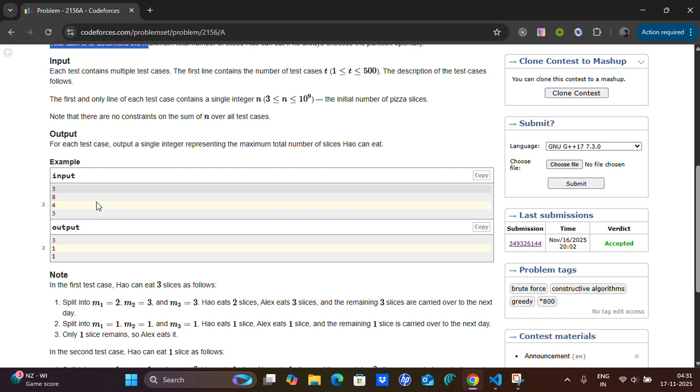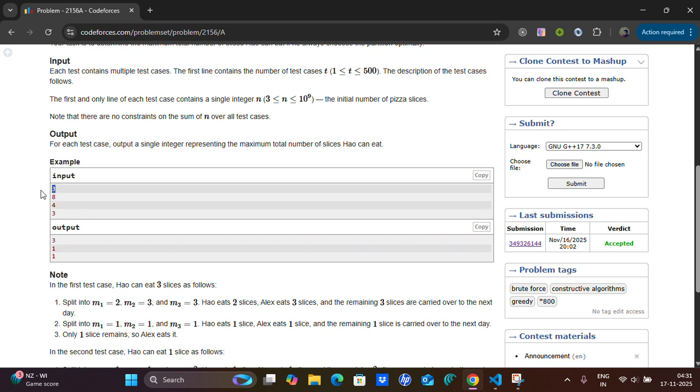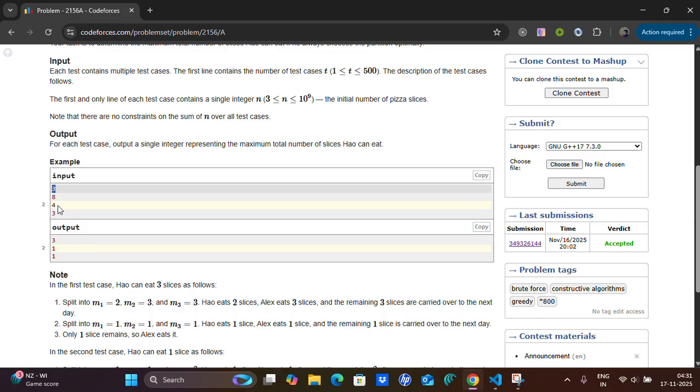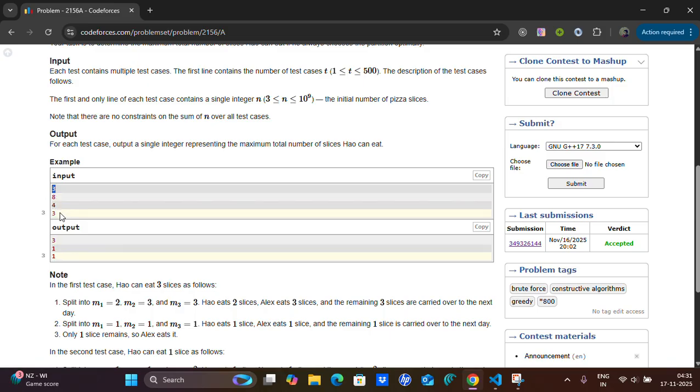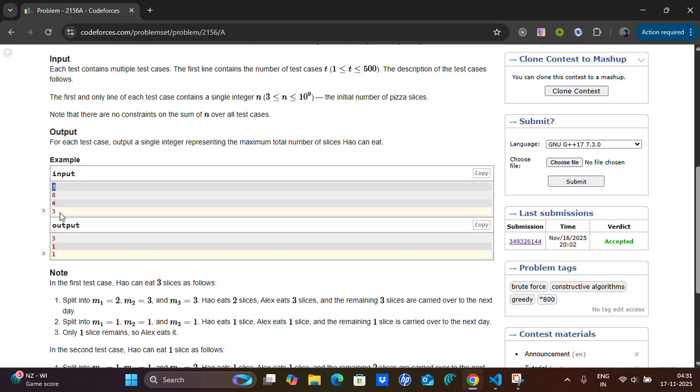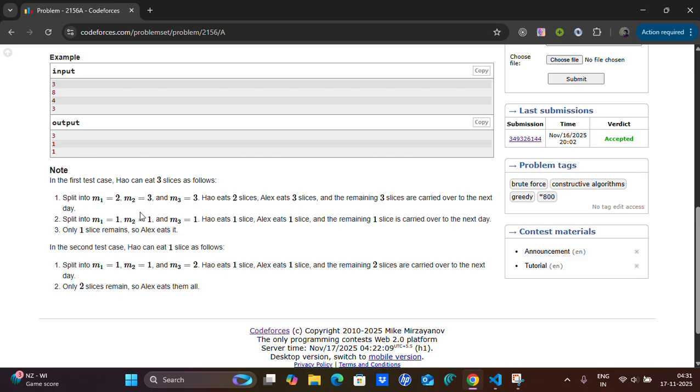Okay, so from the example test case I can clearly see that 3 is the number of test cases, and 8, 4 and 3 are my separate test cases. So let's say when my n is 8, it is also given in the explanation note that the optimal way to partition the pizza slices is m1 equal to 2, m2 equal to 3 and m3 also 3. If we do this partition, then Howard eats 2 slices, Alex eats 3 slices and the remaining 3 are carried over to the next day.